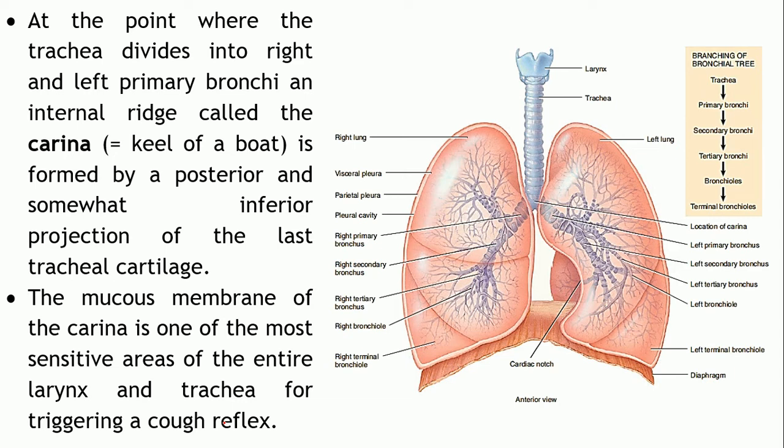Okay. Now the point at which this division occurs, that is this one, is marked by an internal ridge known as the carina. That's the keel of a boat. Now this carina is formed by the last tracheal cartilage. It forms a ridge-like structure, an internal ridge, and that is called the carina, the point at which the division takes place.